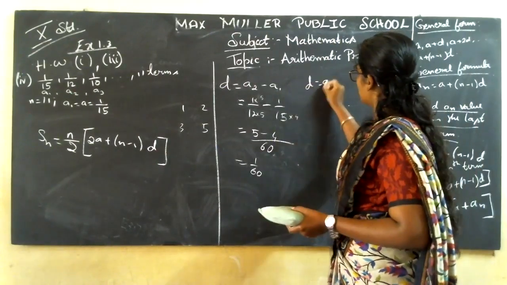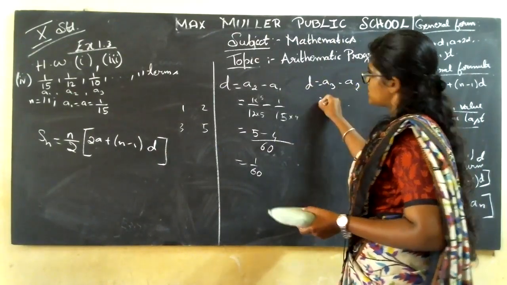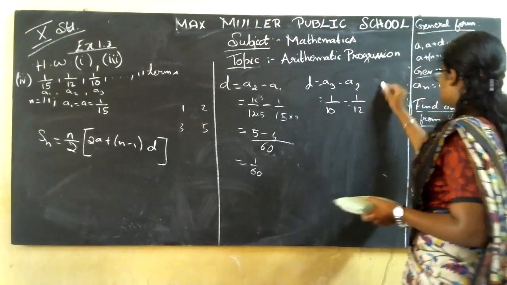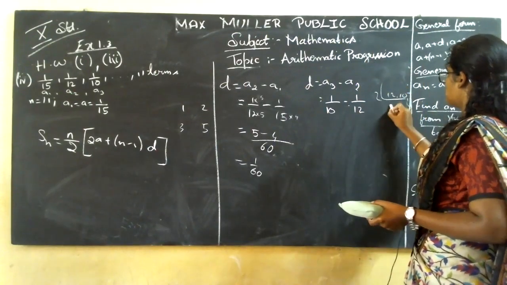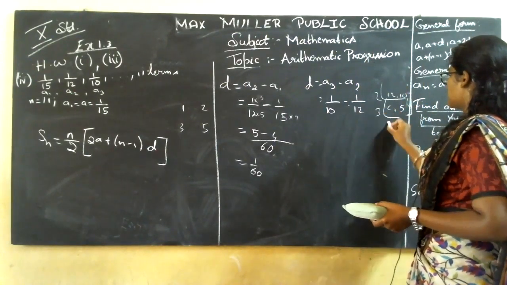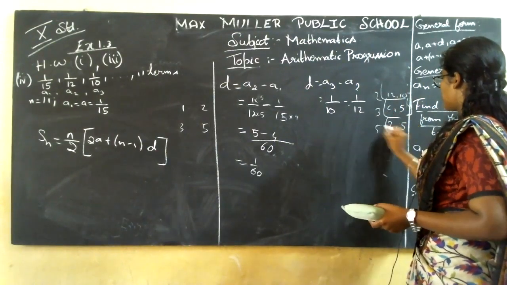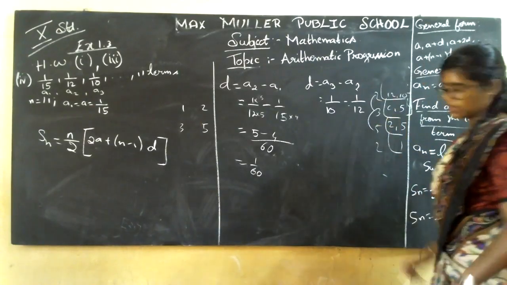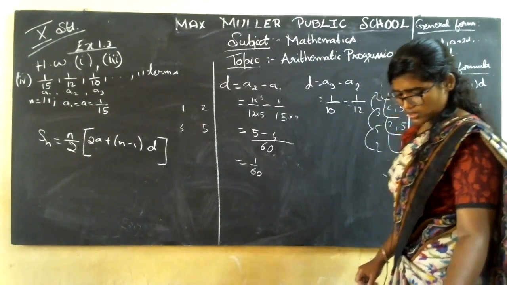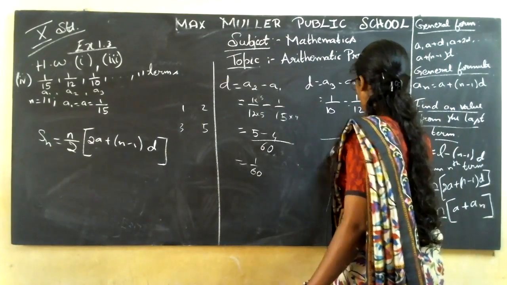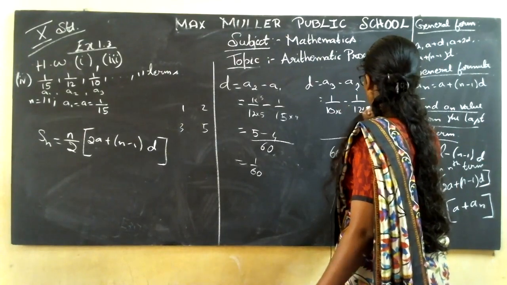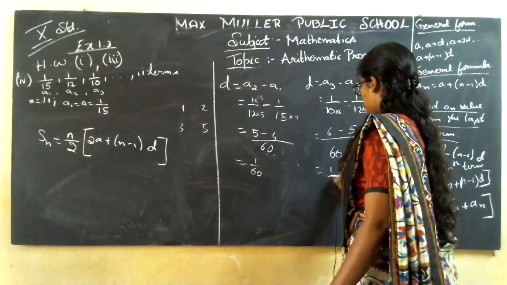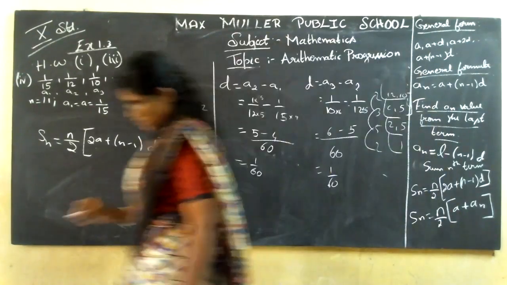As the common difference, here A3 minus A2, which is equal to 1 by 10 minus 1 by 12. So 12 and 10 go in 2. 2 6s are 12, 2 5s are 10. 3 2s are 6, 6 5s are 30, 30 2s are 60. 10 into 6, 12 into 5. So it is 6 minus 5, which is 1 by 60. So D value you get it as 1 by 60.